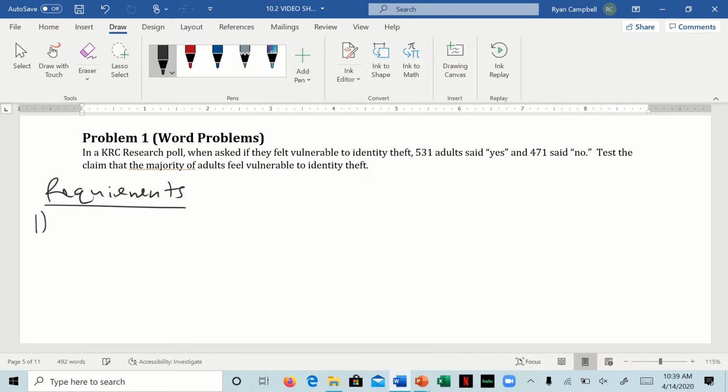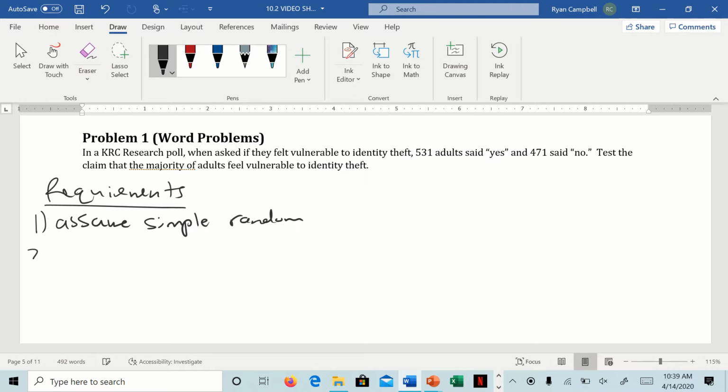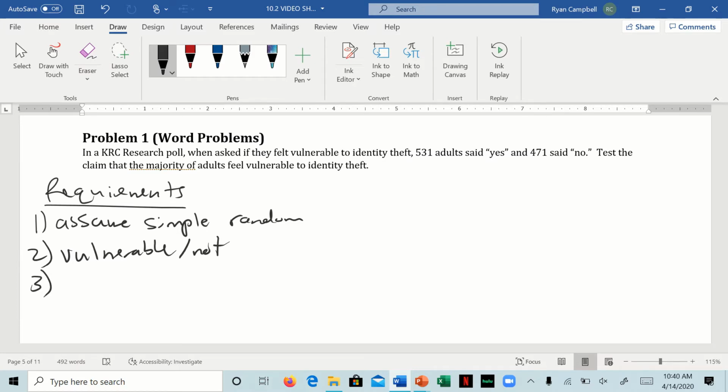Number 1, simple random. It doesn't tell us how they got our people, so we can just assume that it is a simple random sample. Number 2, are there 2 different outcomes? Yeah, you would either feel vulnerable or not. You would answer yes or no. Number 3, let's look at our values, right?